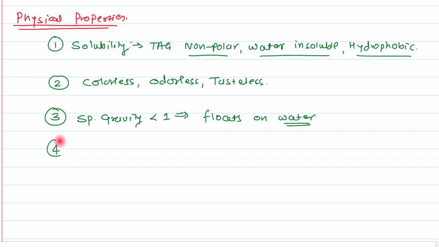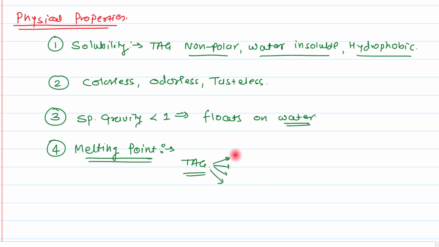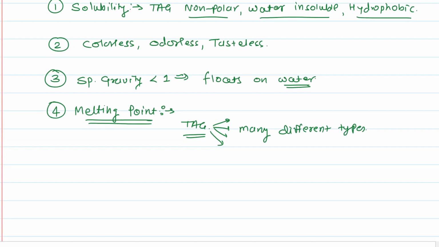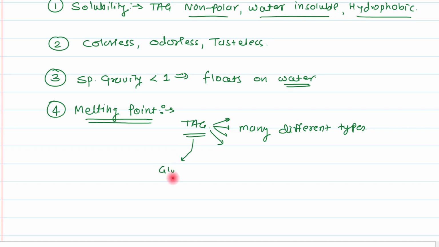The fourth important physical property is the melting point. Now regarding melting point, we know that triacylglycerol is a group of compounds, it is not a single compound, right? So many different types of triacylglycerols are there, and all of them have different melting points. But one thing is common in all the triacylglycerols: glycerol is common to all. The only variable part is the fatty acid. So obviously the fatty acid will determine why many different types of triacylglycerol have a different melting point, right?